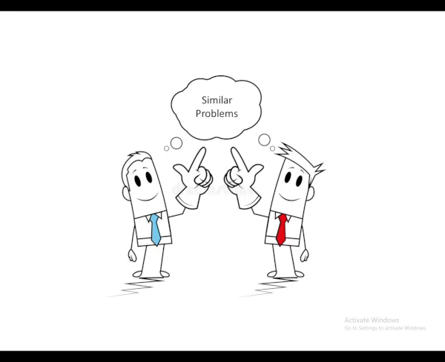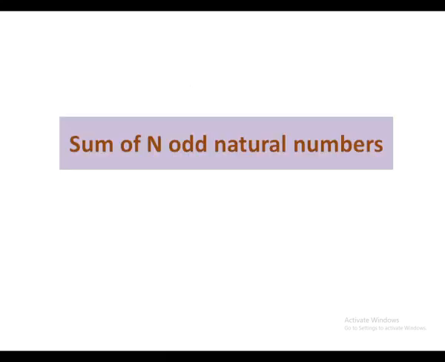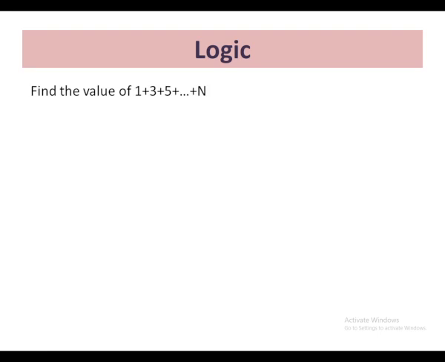So having learnt this logic, can you apply it to similar problems? Just look at this: sum of n odd natural numbers. Previously we saw the sum of n natural numbers. Now I am asking for n odd natural numbers. So what is the logic? Look at the sequence. I have 1 plus 3 plus 5 up to n.